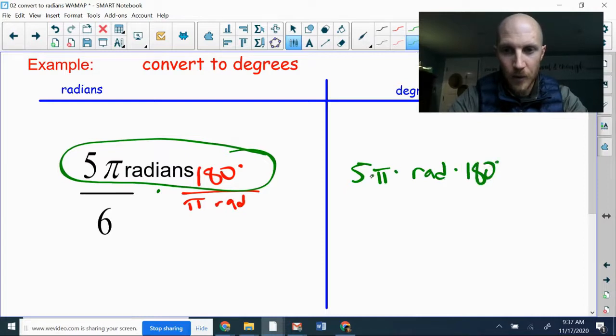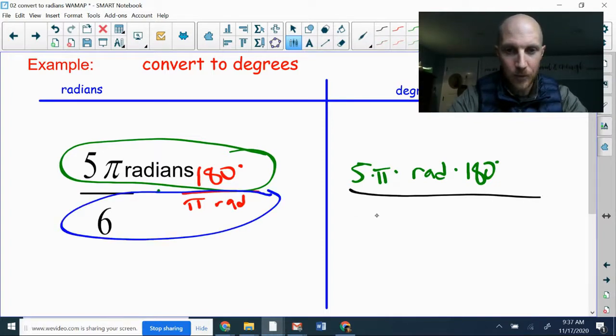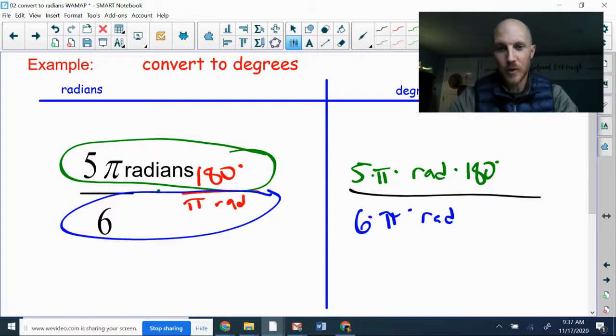I just wrote everything. I don't know that that's really very helpful, but that's what I got. And we're going to multiply straight across the denominators as well. So it's going to be 6 pi radians. And again, I just kind of wrote everything down. So maybe this is not the most helpful approach, but I think it's going to help simplify things quite a bit. Because look at this.